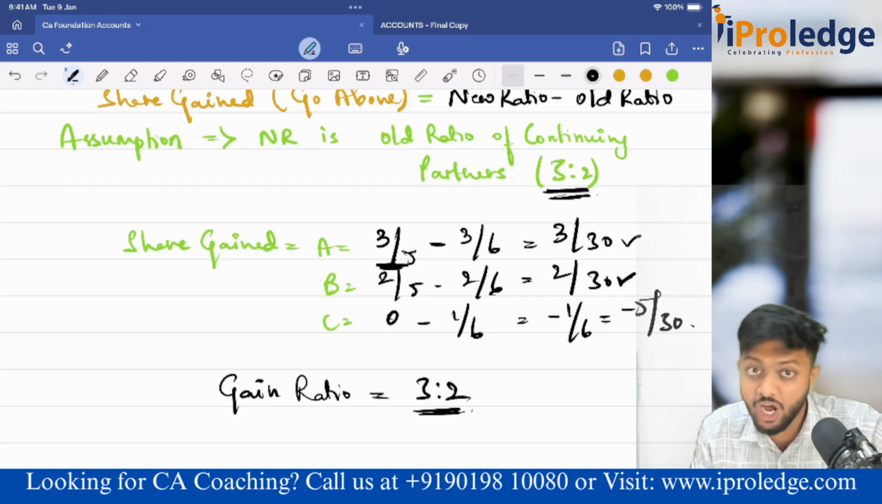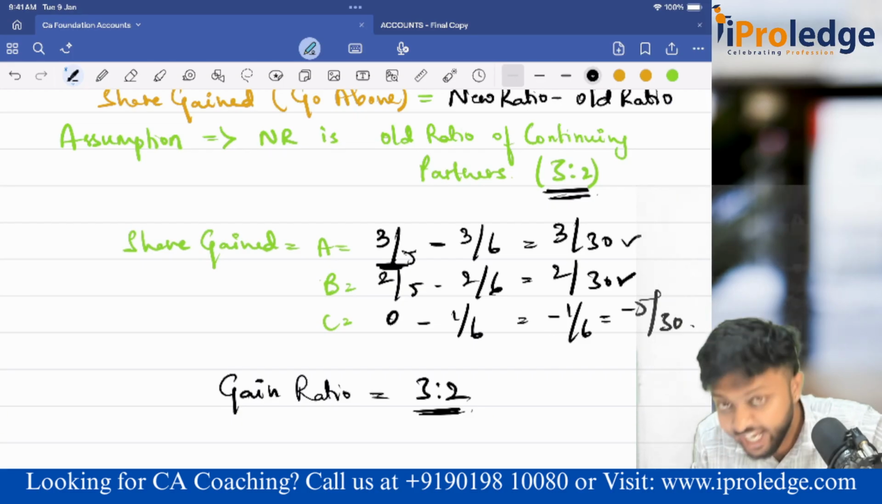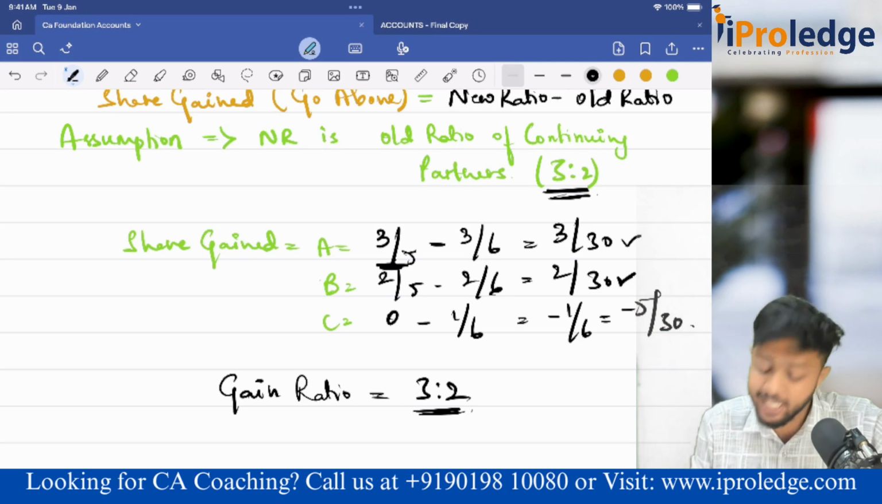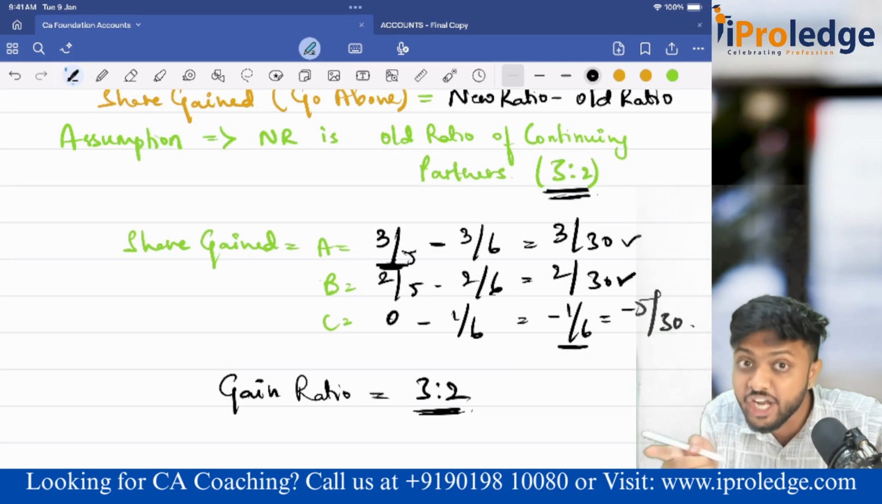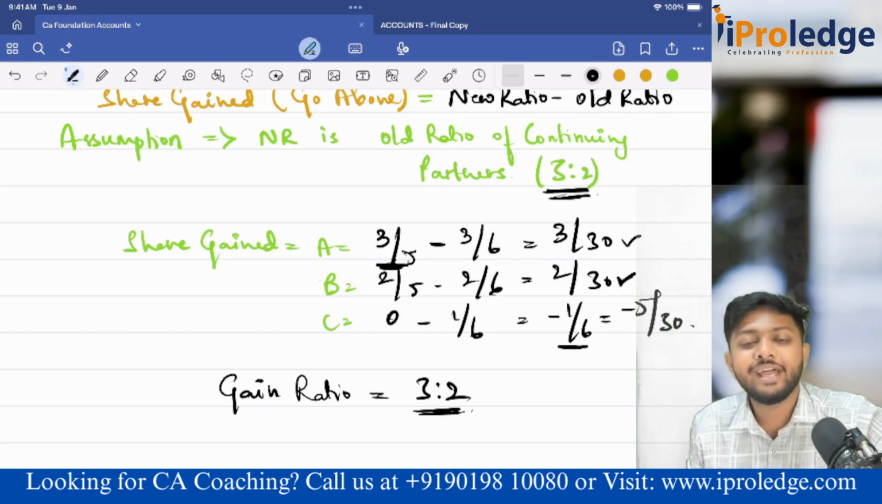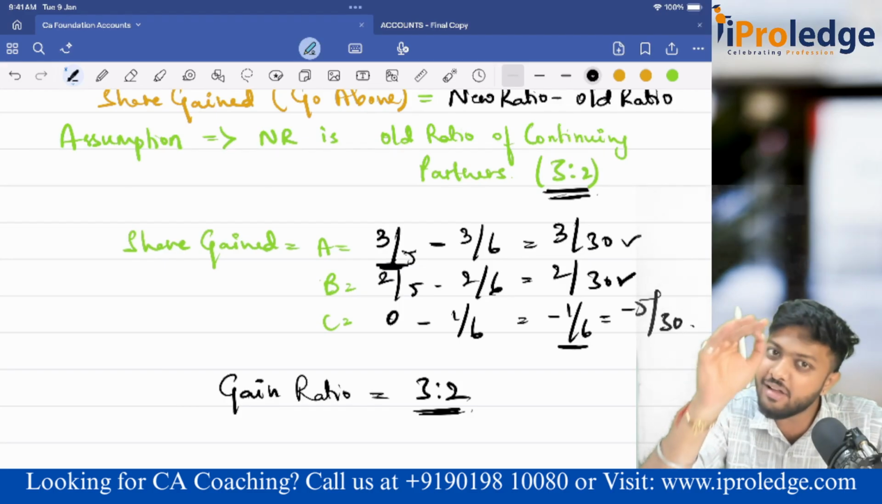What about the old ratio? His old ratio was 1/6. So what is the share gained by C? C is the one who is leaving. How will he gain a share? That's why we have got the result as minus 1/6. While calculating gain ratio, if you are getting a negative figure, then that means it is sacrifice. While calculating sacrifice ratio, if you are getting a negative figure, that means it is a gain.